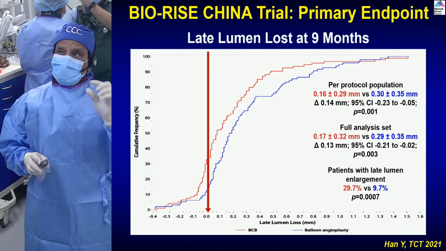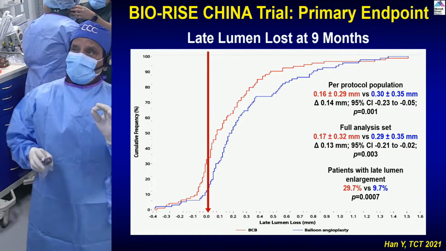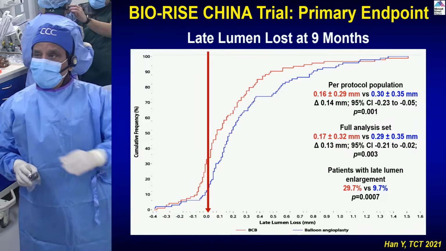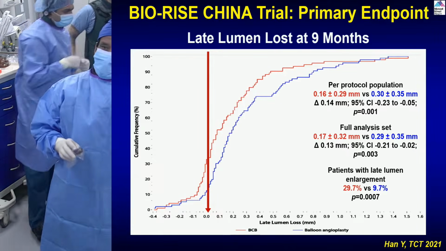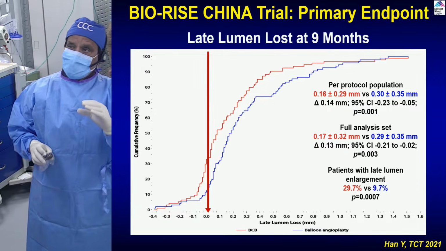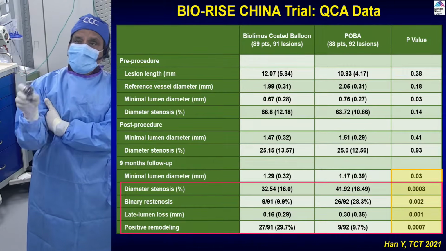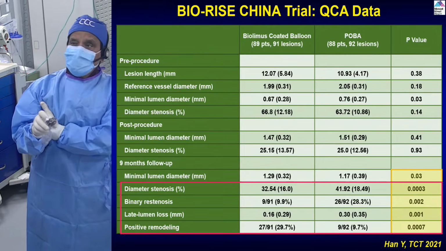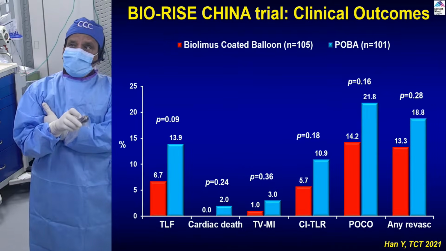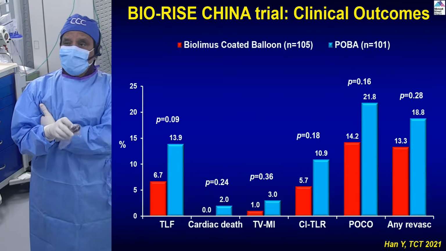So compared to balloon angioplasty, the drug-coated balloon showed less late lumen loss, as you can see there with the red bar. Clearly, the late lumen loss was significantly lower with the drug-coated bioluminescent balloon. These are the individual endpoints, with lower restenosis. So it seems that in the small vessel, the bioluminescent coated balloon was superior compared to POBA.